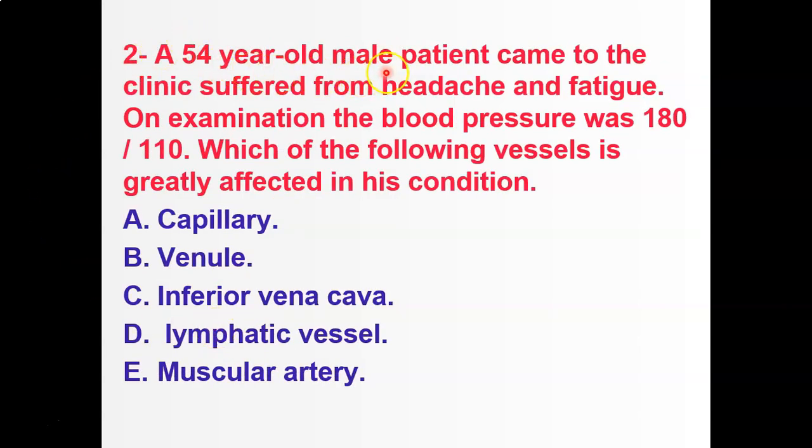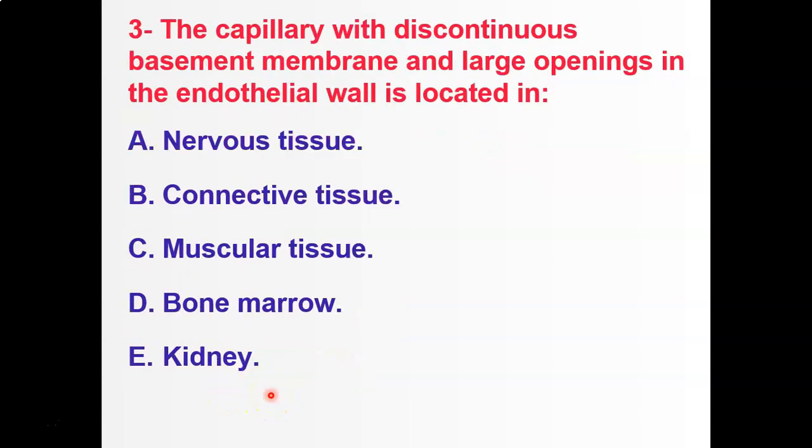A 54-year-old male patient came to the clinic suffering from headache and fatigue. On examination, the blood pressure was 180/110. Which of the following vessels is greatly affected in his condition? The most affected blood vessel is the muscular artery. Yes, muscular artery. The capillary is not affected by hypertension. Venule not affected. Inferior vena cava not affected. Lymphatic vessel not affected. Only the muscular artery is affected.